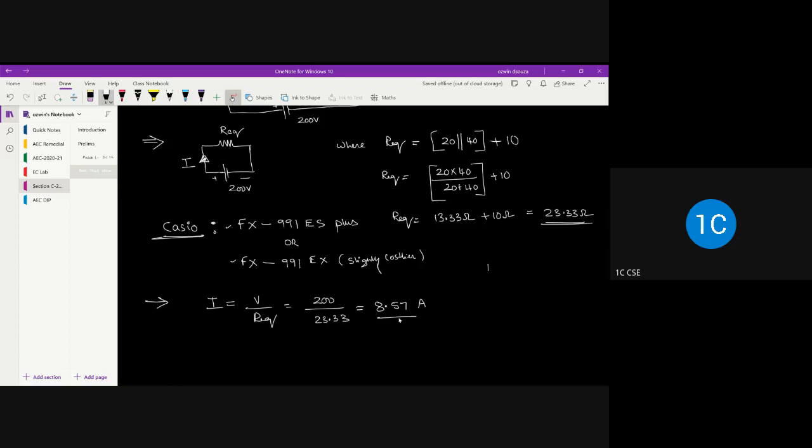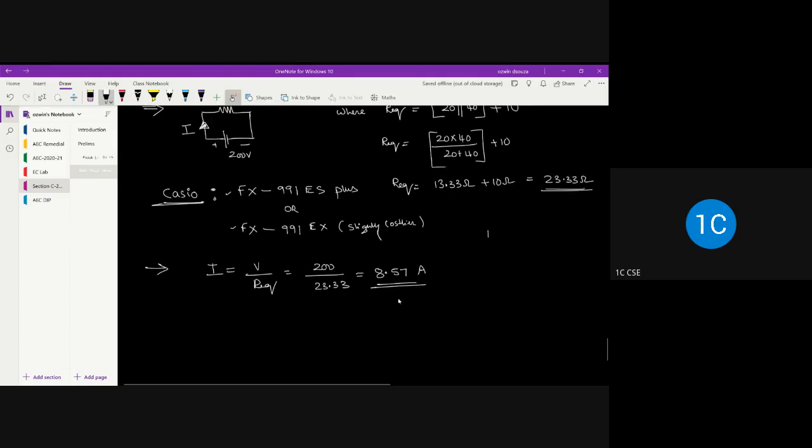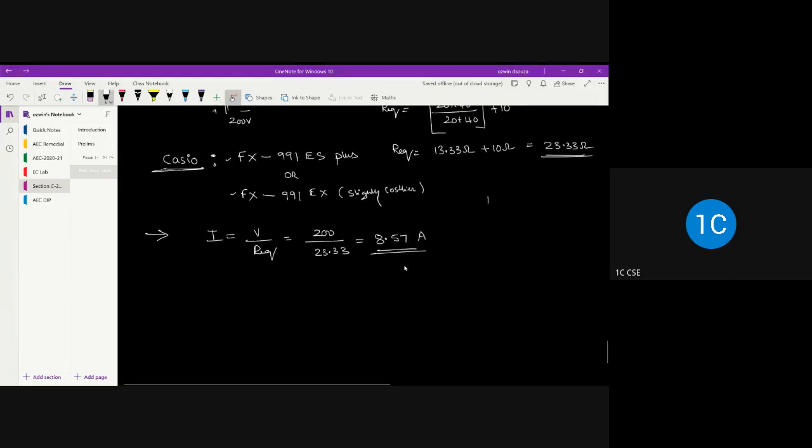Now remember one thing: in engineering, regardless of the course, after the decimal point, at least maintain 2 digits for accuracy. Don't round it off to, let's say, 8 amperes, or even just 8.5. At least for accuracy, keep 2 digits after the decimal point. Fine, that's your main current I.